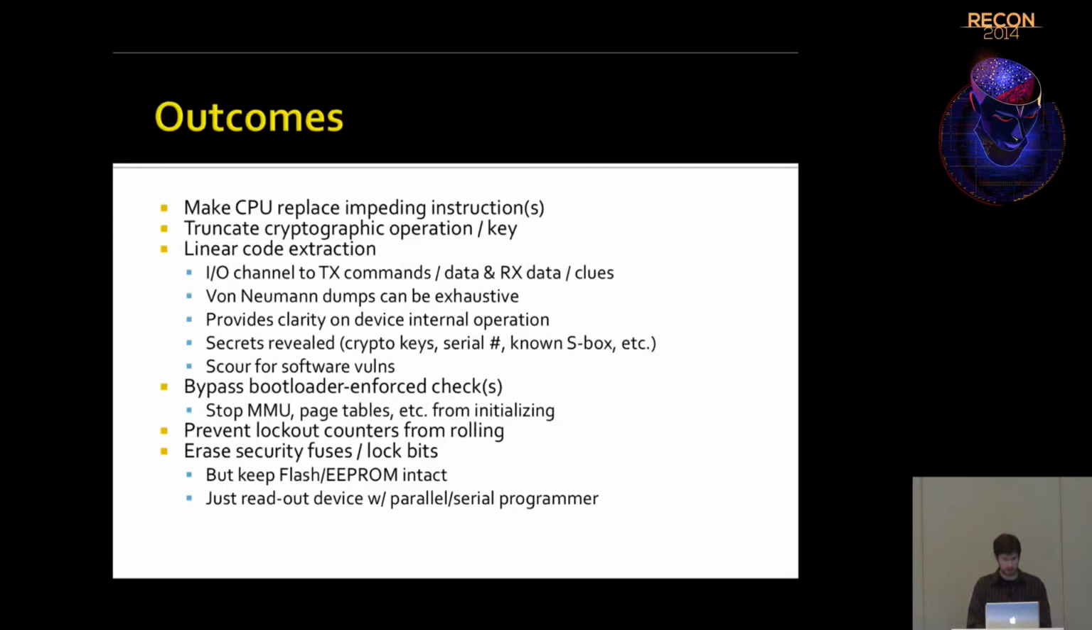So this code extraction can provide clarity on internal operation, because now you've basically got the code. If you've got the full dump, you know what program the internal thing is doing, what branches it can take, what commands its protocol handlers may be looking for, if there are any backdoor commands, things like that. Secrets can be revealed, so your crypto primitives or keys, maybe a device serial number that you might need to know, S-boxes, stuff like that.